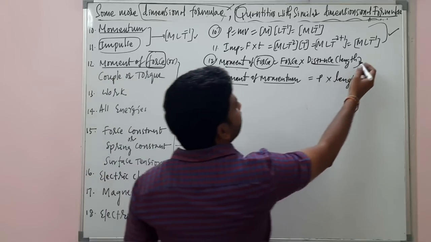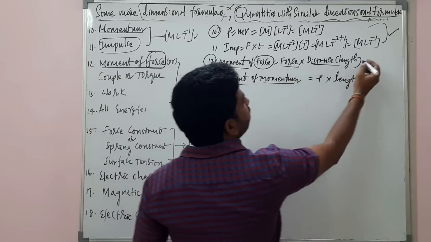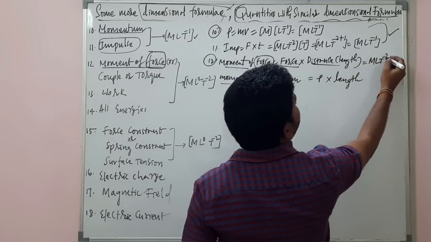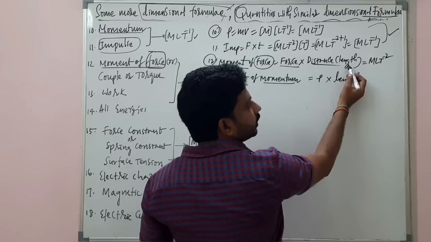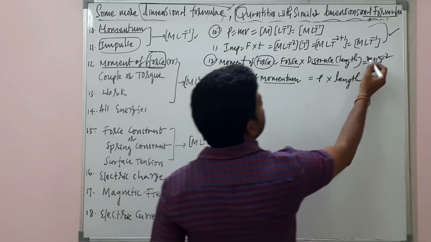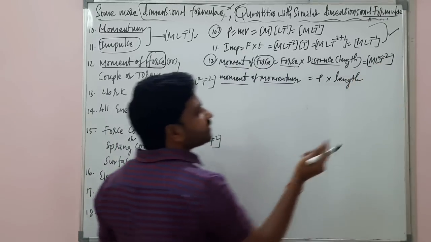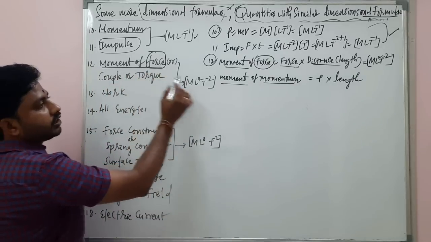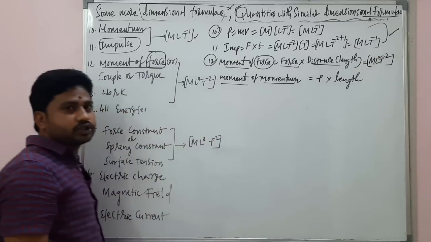So let's come back to the dimensions here. Force dimensions are MLT minus 2 into length, right? So into length, that will be ML square T minus 2. So what is the dimensional formula of moment of force? It will be ML square T minus 2.